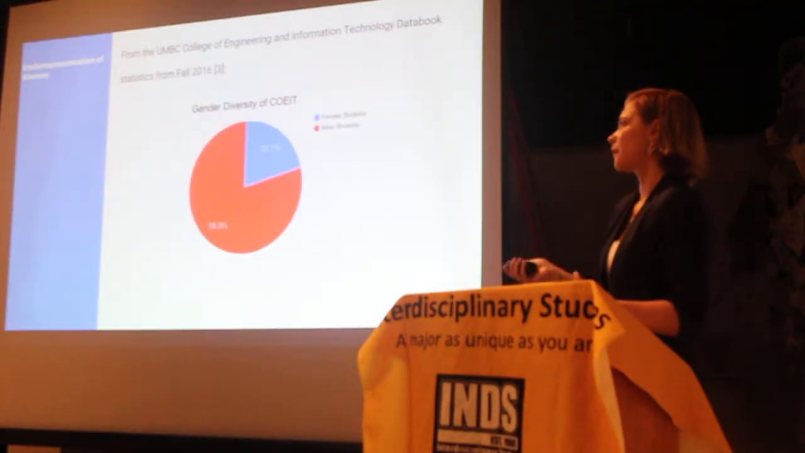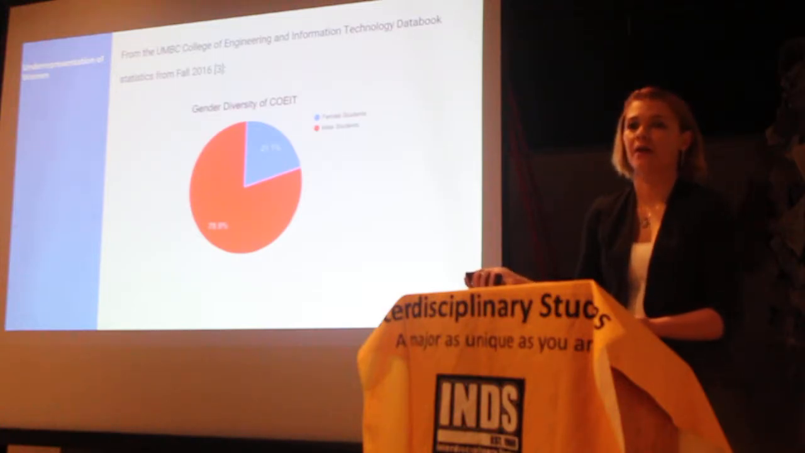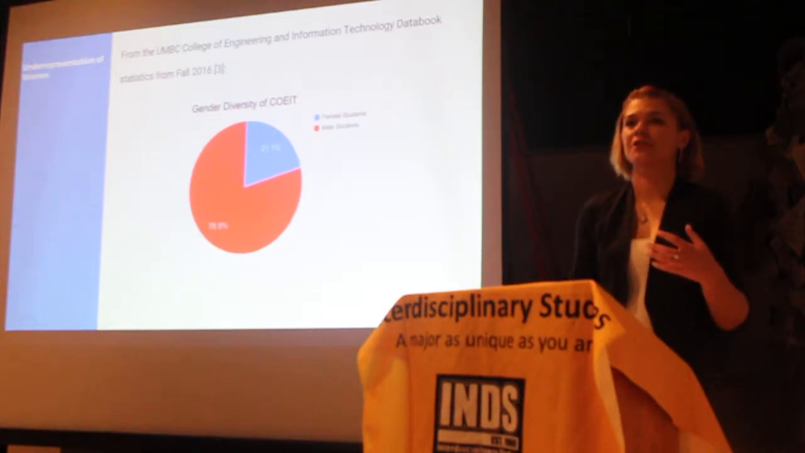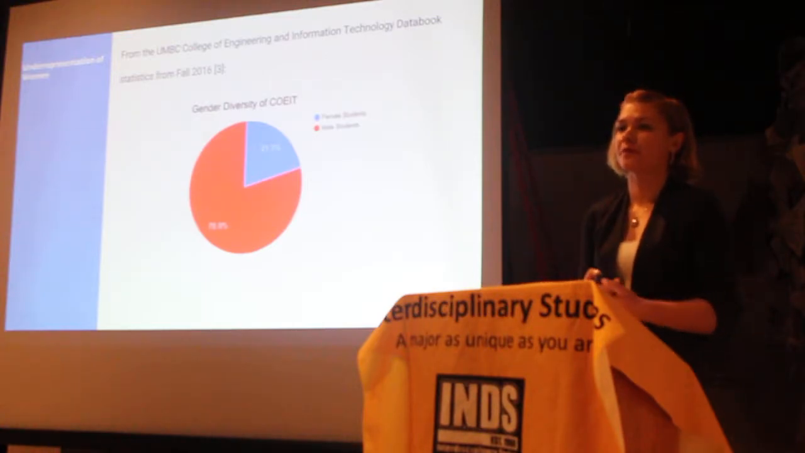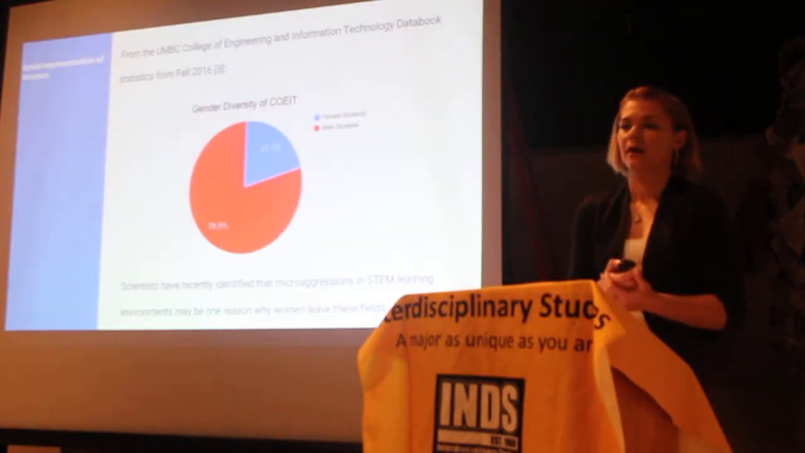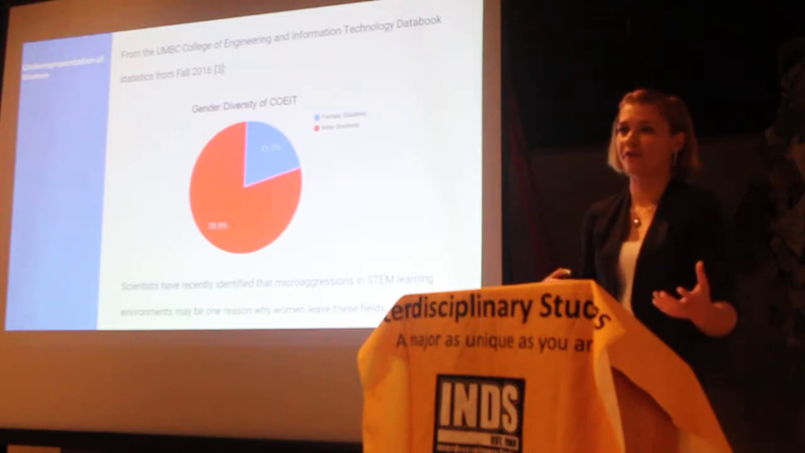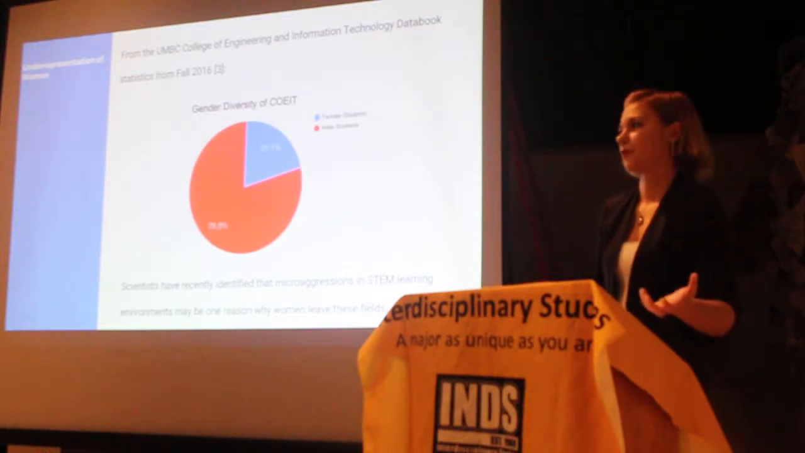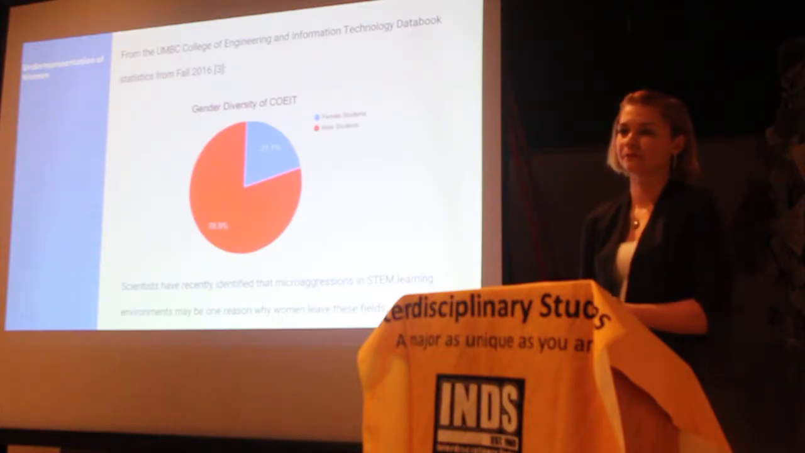We can take a quick look at the UMBC College of Engineering and Information Technology diagram of its representation of female to male students. And we can see that there's only 21.1% of female students to the male population. And scientists have recently identified microaggressions in STEM learning environments to be one of the causes as to why women leave the field and don't stay in the major.